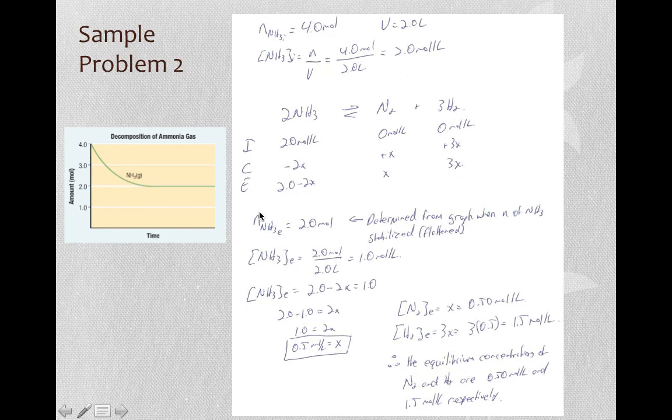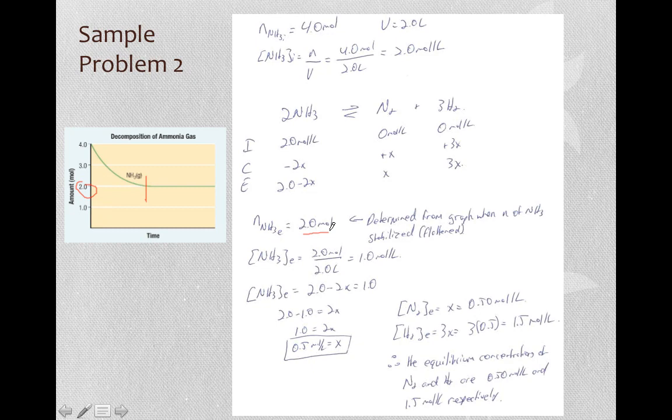Now, to solve for the equilibrium concentrations, we were given a graph here, which will allow us to solve for our moles of NH3 at equilibrium. Looking at this, we know equilibrium is established once this graph stabilizes. We can see here where I've drawn this red line, this is where our equilibrium has formed. And we can see that at equilibrium, we have 2 moles of NH3, which I wrote down over here.